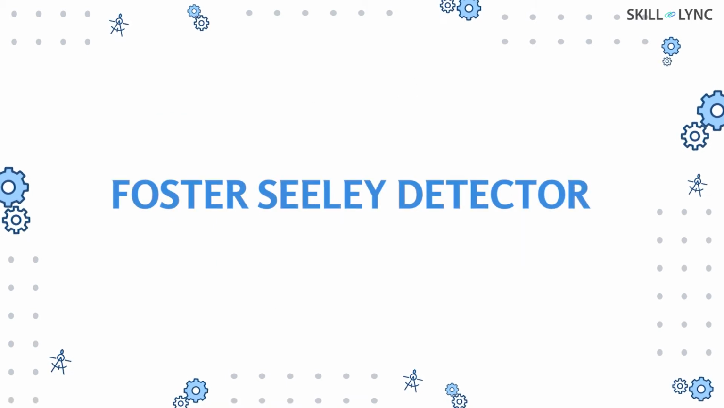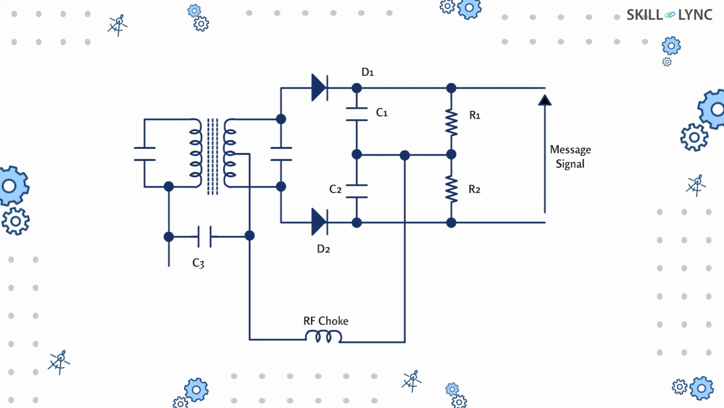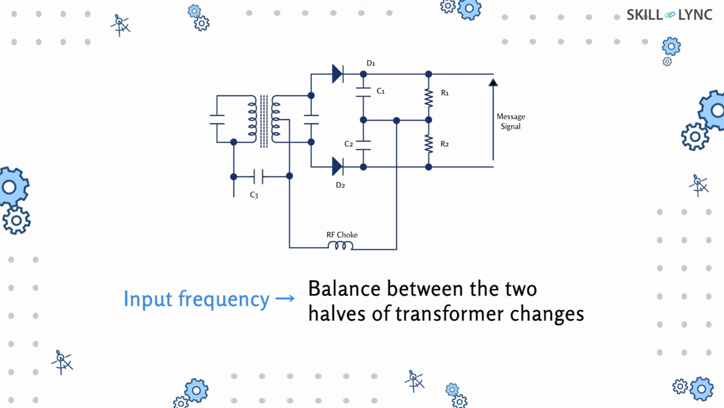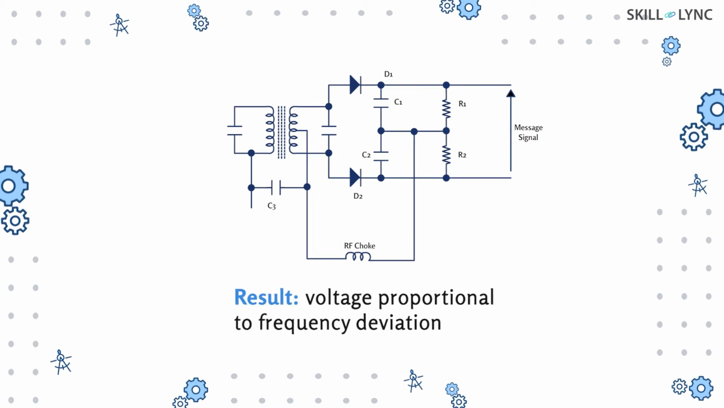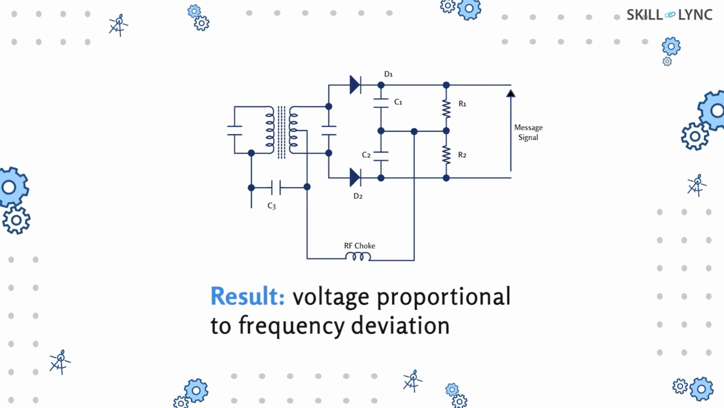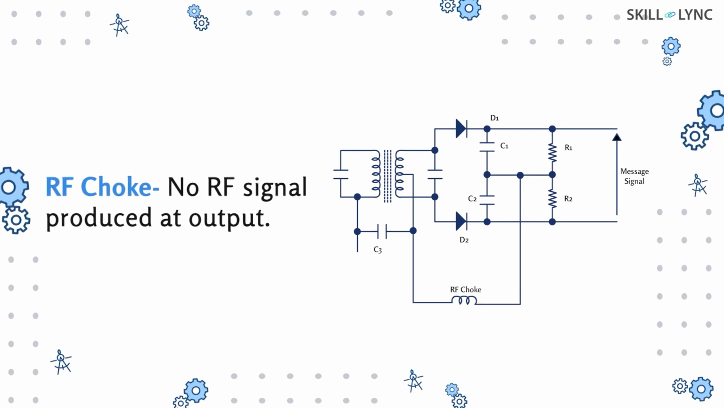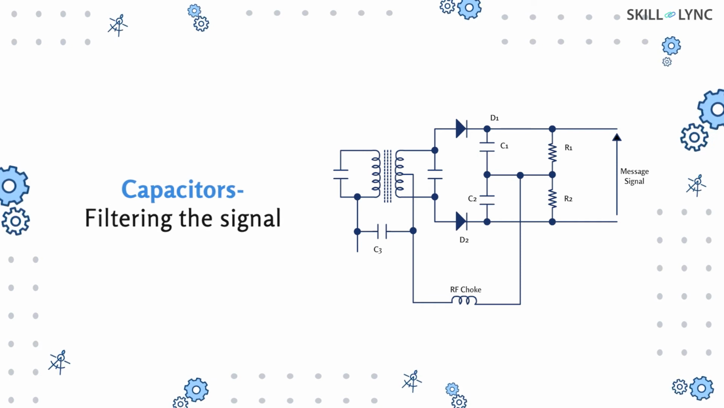Next, we have the Foster-Seeley detector. The circuit of the Foster-Seeley detector is quite similar to the ratio detector. The only difference here is that instead of a third transformer, an RF choke is used. The RF choke is an inductor which blocks all high radio frequency signals. The Foster-Seeley provides a higher output and lower distortion when compared to a ratio detector. Depending on the input frequency, the balance between the two halves of the transformer changes. The result is a voltage proportional to the frequency deviation. The choke ensures that no high frequency signal is produced at the output. Here, the capacitors are the ones providing a filtering action to the signal.